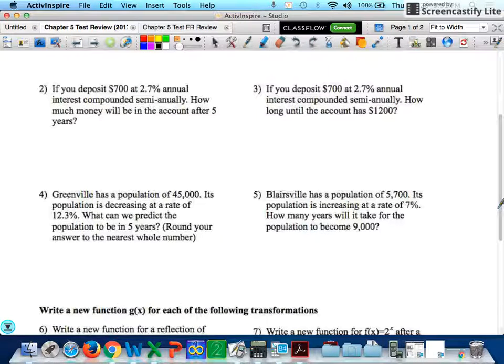Number 2, this is actually asking us a question about the problem. It says, if you deposit this much with this rate and it's compounded semi-annually, how much money will be there in 5 years? So we don't know A. We need P, r, n, t. Our P is 700. Our rate, we move that decimal 2 places, meaning it's 0.027. Our n is semi-annually, which means 2. And our t is 5.